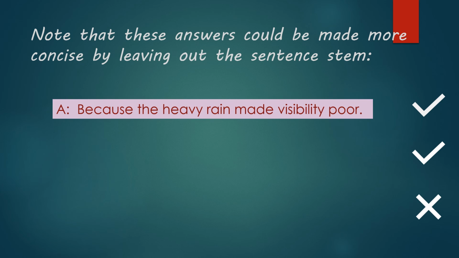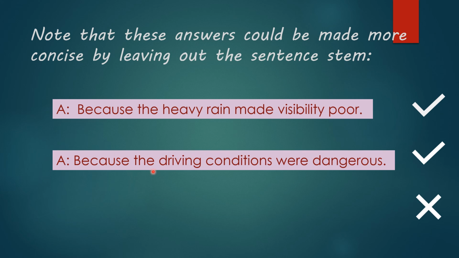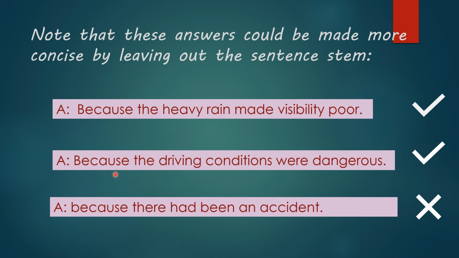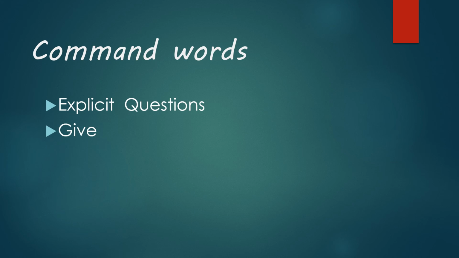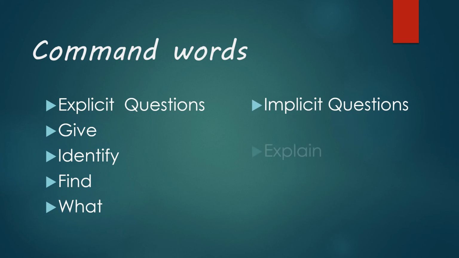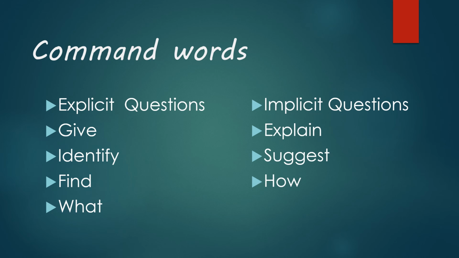Another smarter way to give the responses is like this, where we leave out the sentence stems, and we may begin our answer with because the heavy rain made visibility poor. Now another response will be like this, and this is the wrong response because there had been an accident. So let's see what the command words are which will begin some explicit questions. Here are the words which may be used by the examiner to begin an explicit question. On the other hand, implicit questions may begin with words like explain, suggest, how.